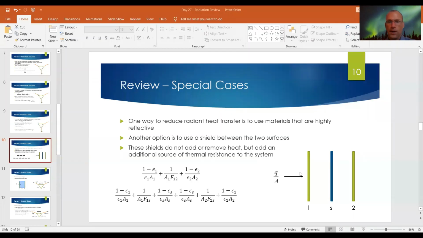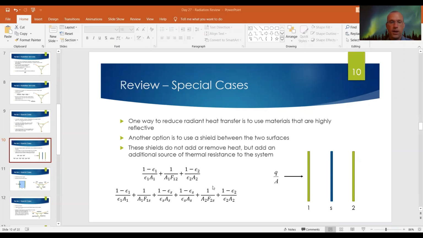So as I was saying, if I have my original objects, object 1 and object 2, the resistance network would look something like this. I need to get off surface 1, make it to surface 2, and get absorbed into surface 2. If I now put a shield in there, I'll have to make it off of surface 1, make it to the shield surface, get absorbed into the shield, get re-radiated, emitted out the other side, then make it to surface 2, then get absorbed into surface 2.